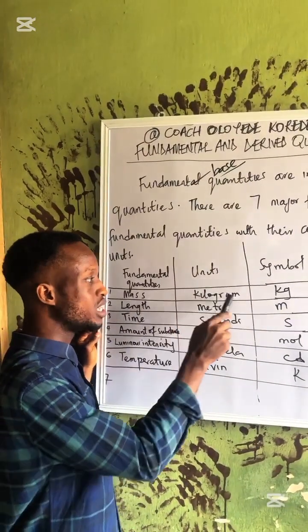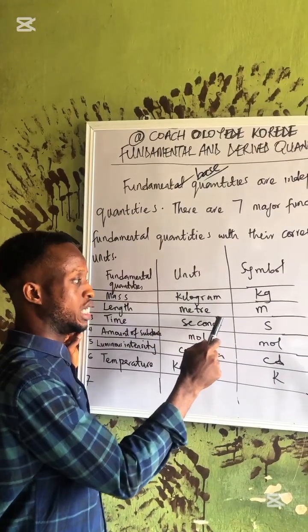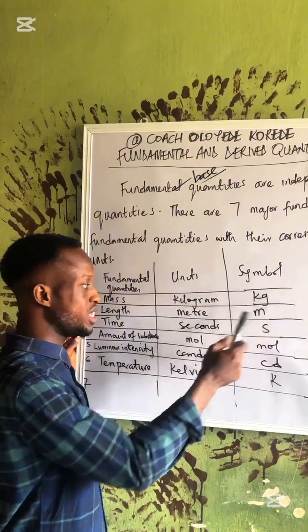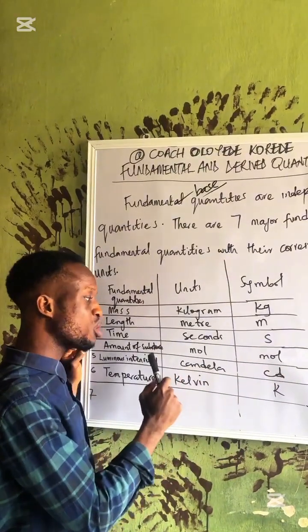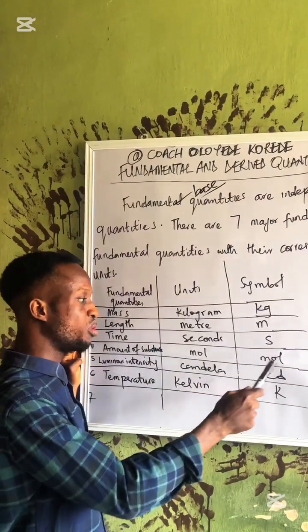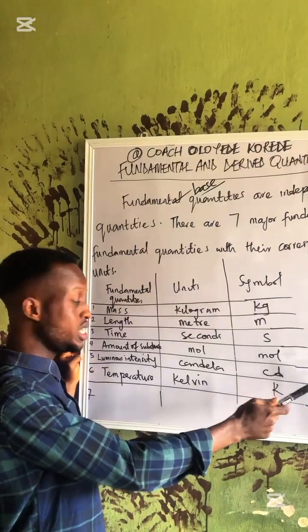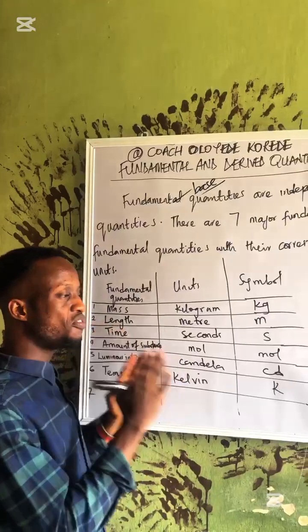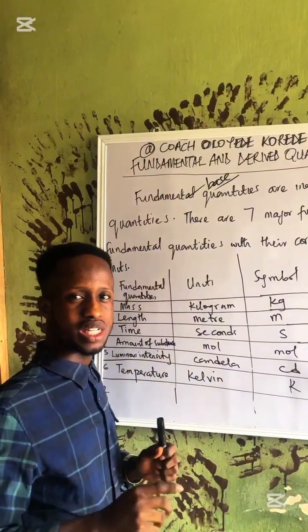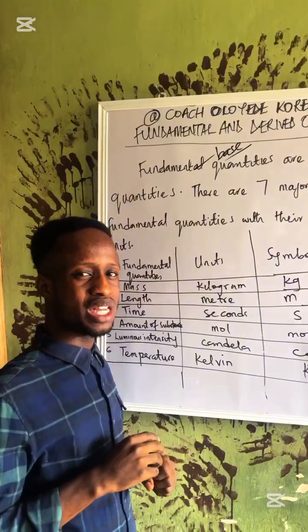The unit for mass is kilogram. The symbol is kg. The unit of length is meter. The symbol is m. The unit of time is seconds. The symbol is s. The unit of amount of substance is mole, and the symbol is also mol. Luminous intensity is candela, with symbol cd. Temperature is Kelvin, K. Now, these 7 fundamental quantities form your foundation as a physics student.